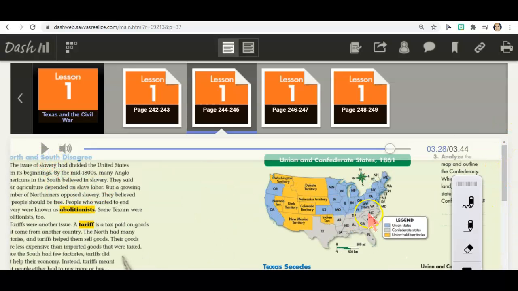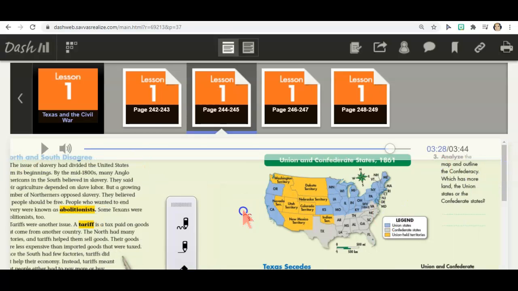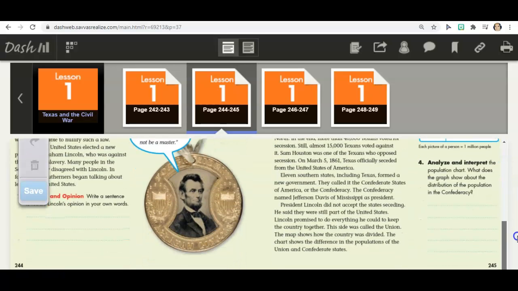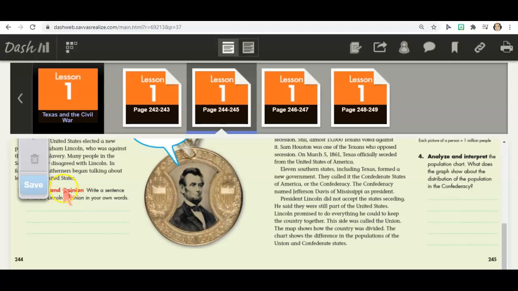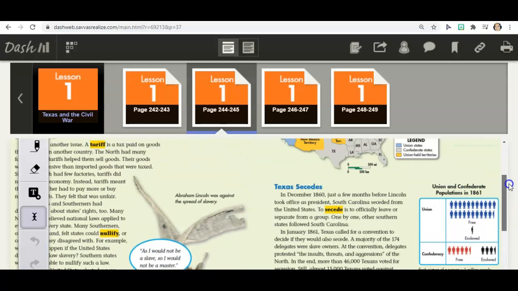3. Alright, so this thing is not wanting to listen to me. So, just a reminder, opinion is something that somebody thinks or believes, but it cannot be proven. So they want to know what's President Lincoln's opinion in your own words. And it talks about his opinion and what he believes in that chapter if you need to rewind it.